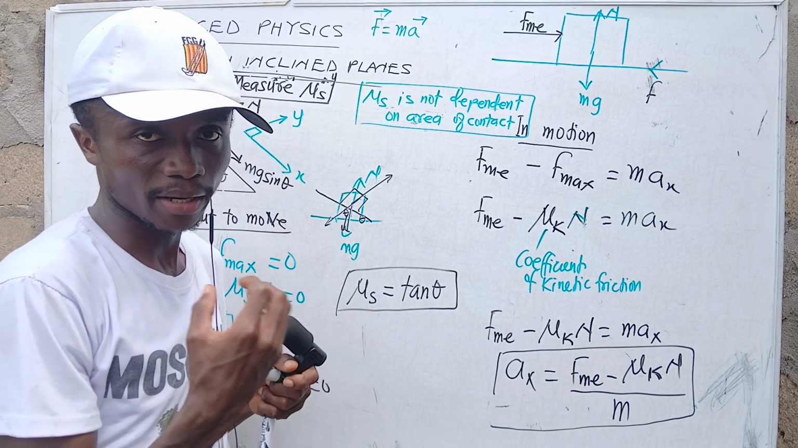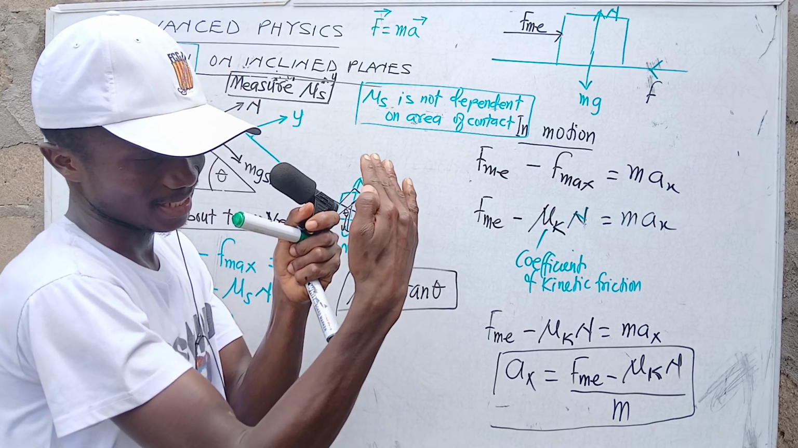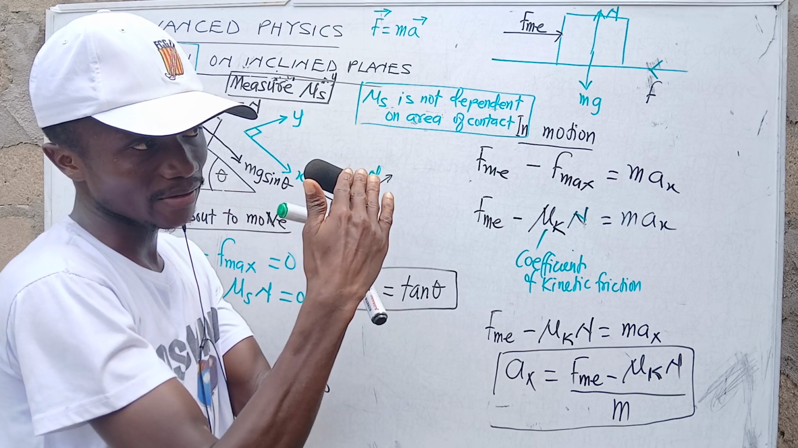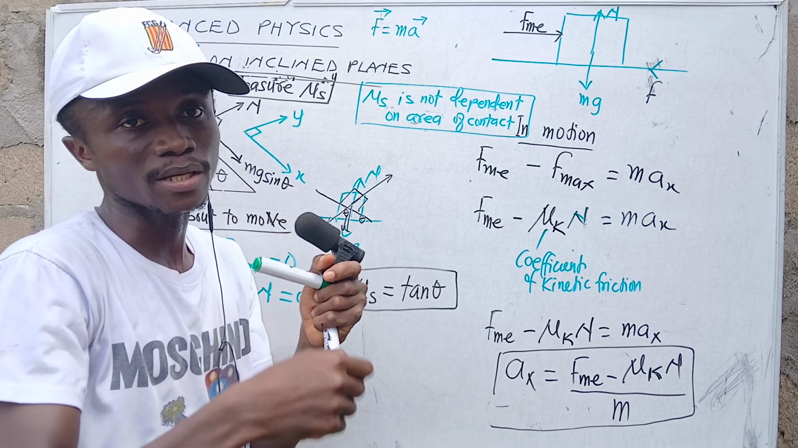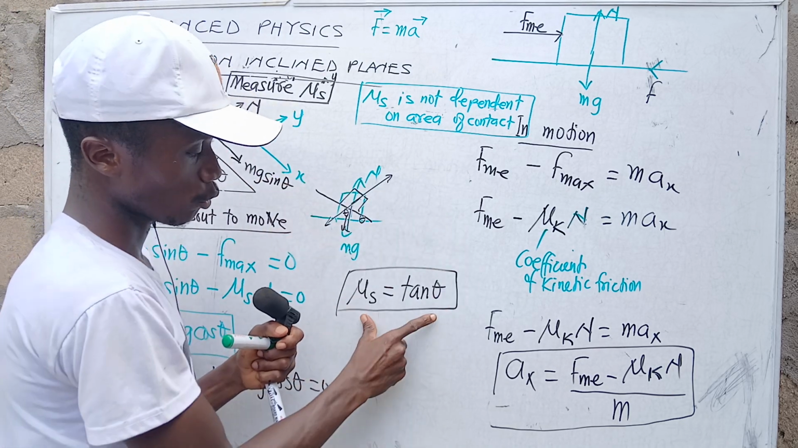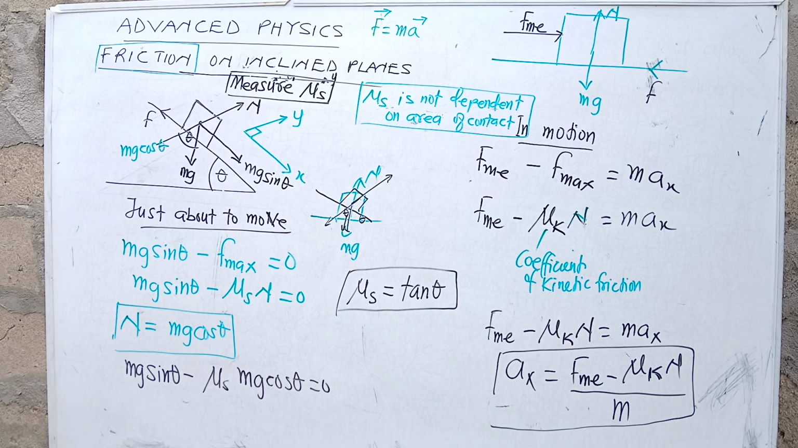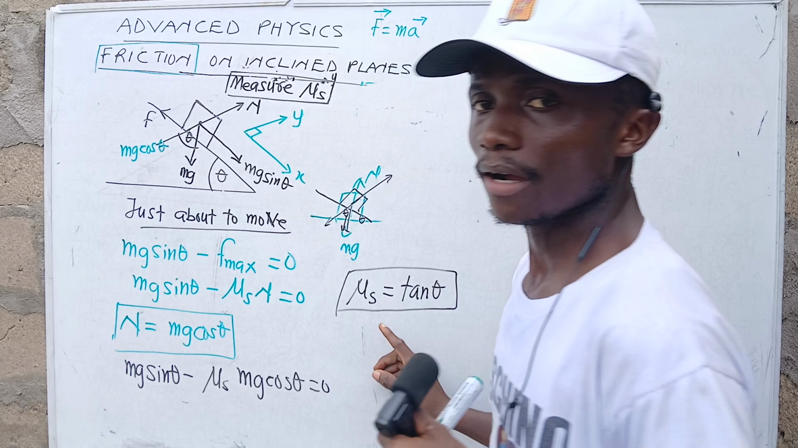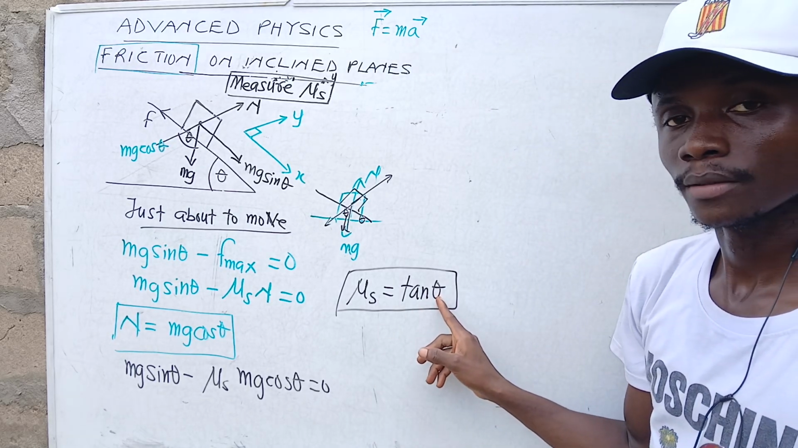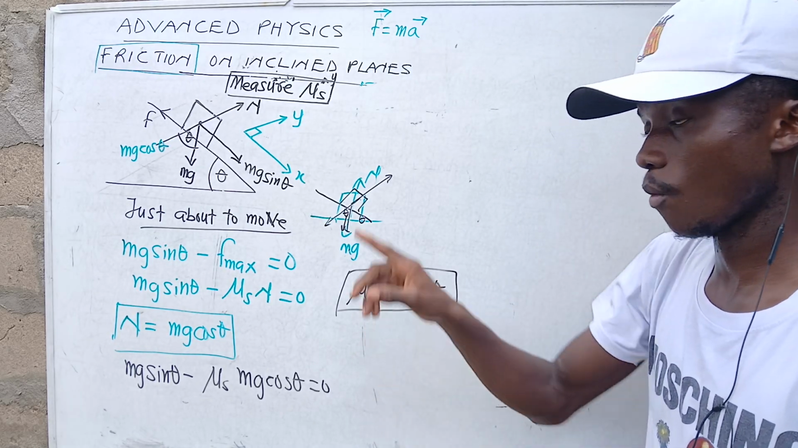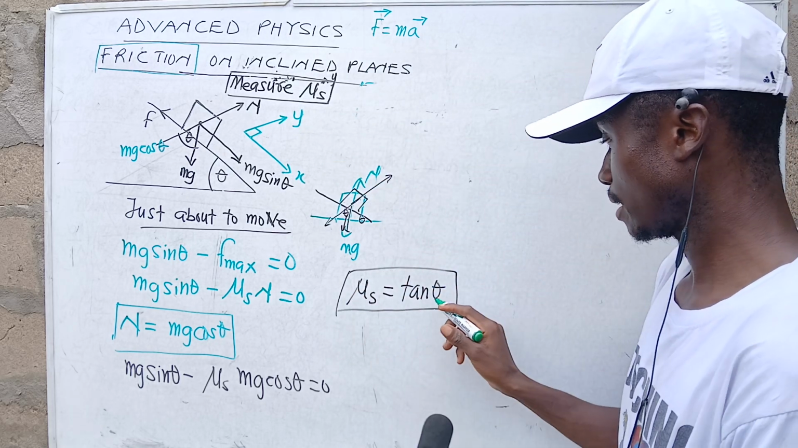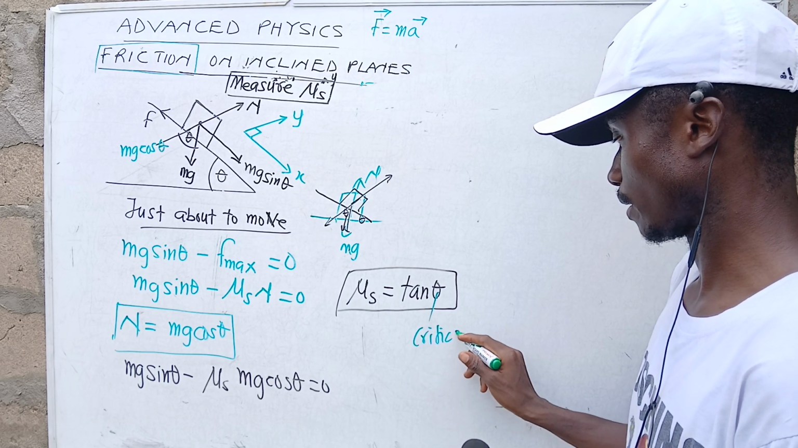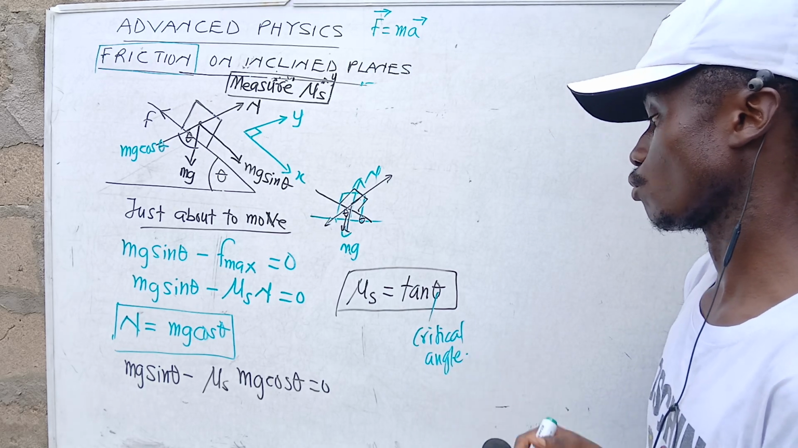So mu s will be maximum when theta is at a critical angle, that if you increase it a little bit more, the object will start sliding. And when the object starts sliding, it will be a whole new dynamics and will not be equal to this. So if the critical angle is 45 degrees, then that will mean that mu s will be 1. So the critical angle determines the coefficient of static friction. That is when it starts to move.